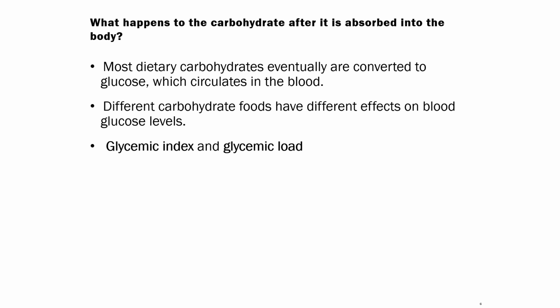Now, post-exercise recovery, you want to include carbohydrates with a moderate to high GI and GL, and post-exercise meals or snacks that can replenish glycogen stores more rapidly. Understanding the glycemic index and glycemic loads of foods allows athletes to tailor their carbohydrate intake to optimize energy availability and maintain stable blood glucose levels throughout training and competition.